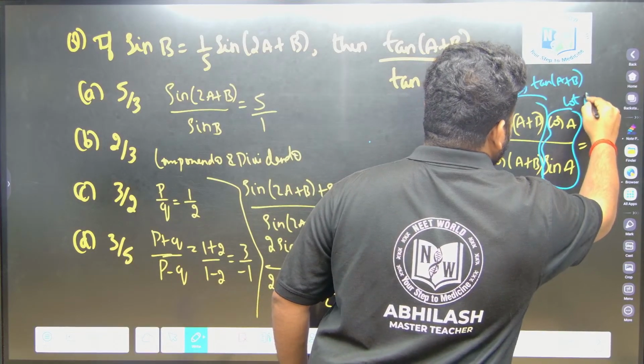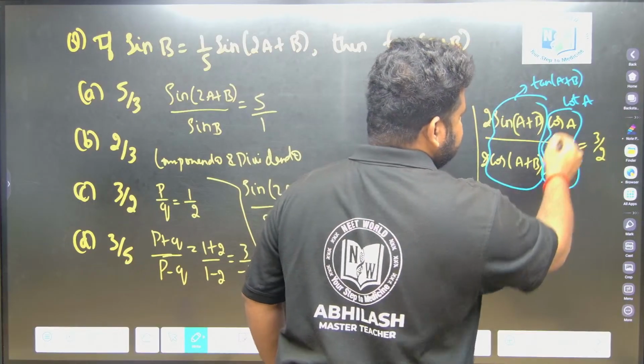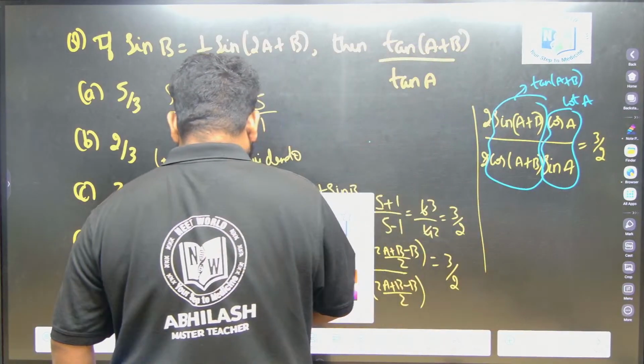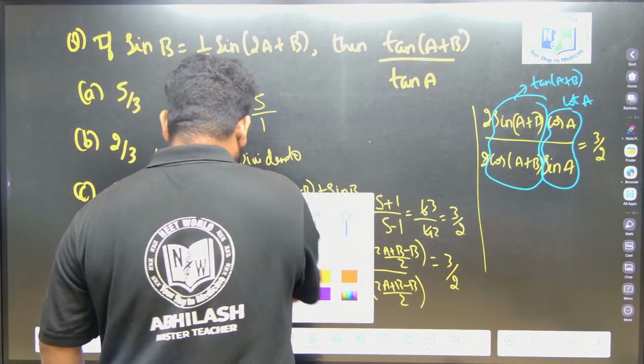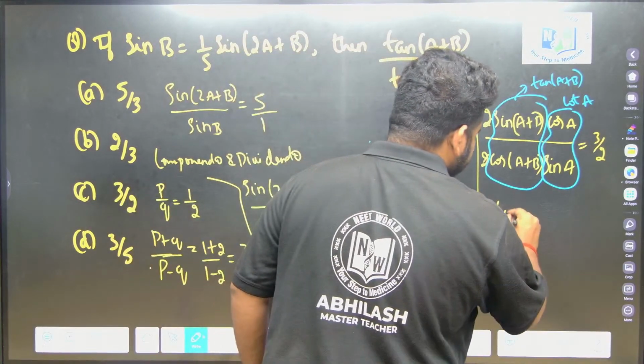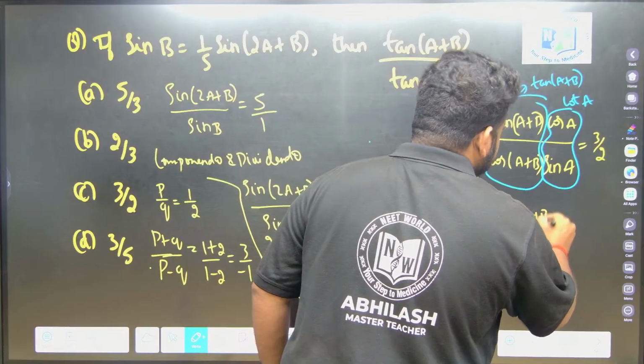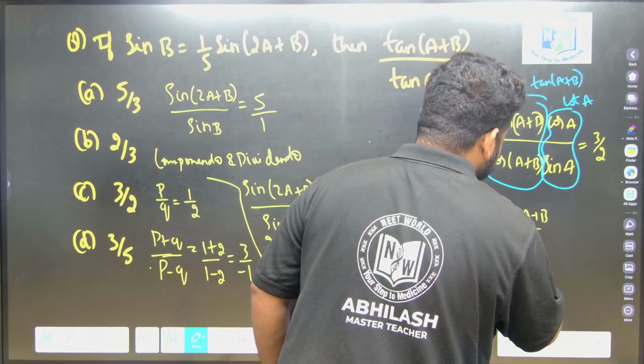Cot of, not cot of a plus b, this is cot a. Cos a by sin a, this is cot a. So, what can I do here? This one, I can write it as tan of a plus b. This cot a, if I bring it down, this will become tan a.